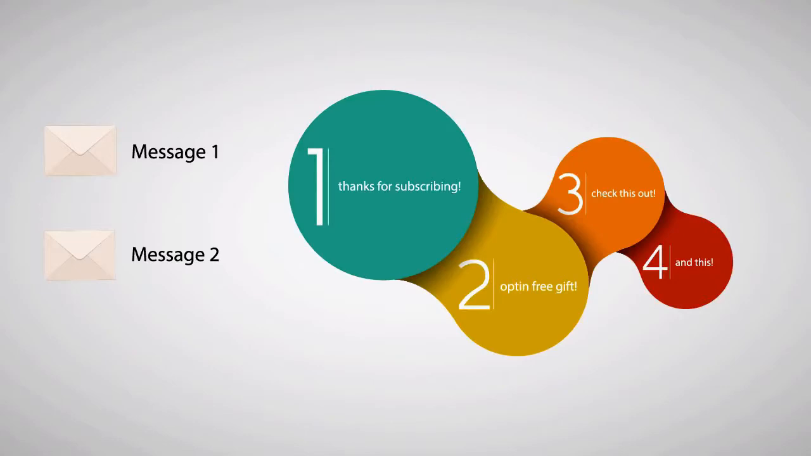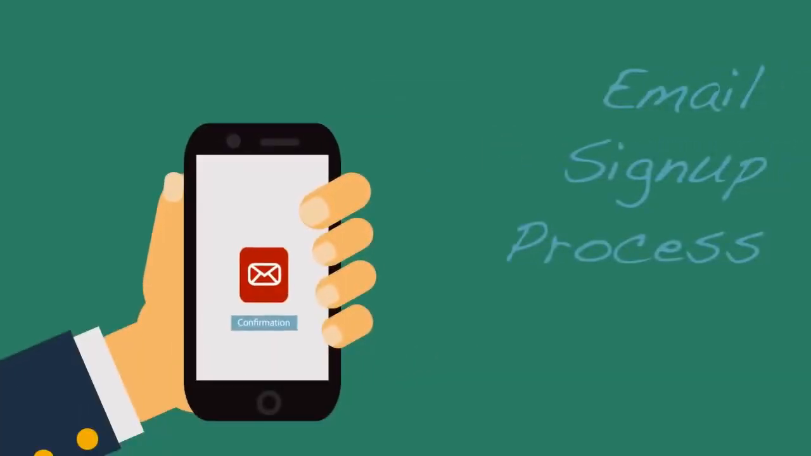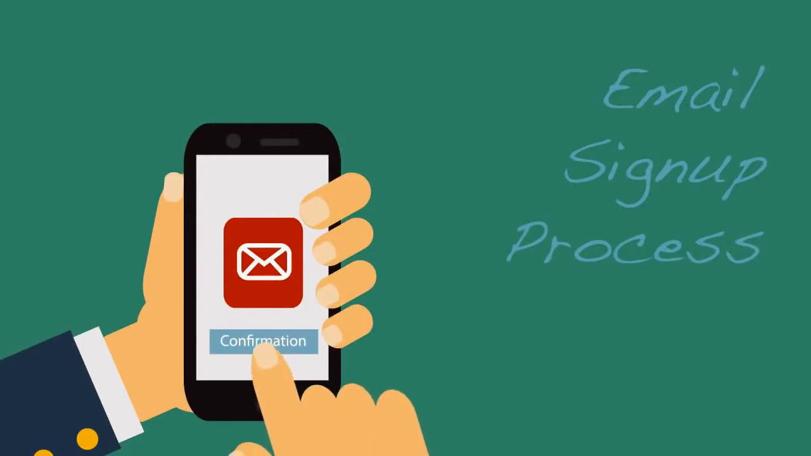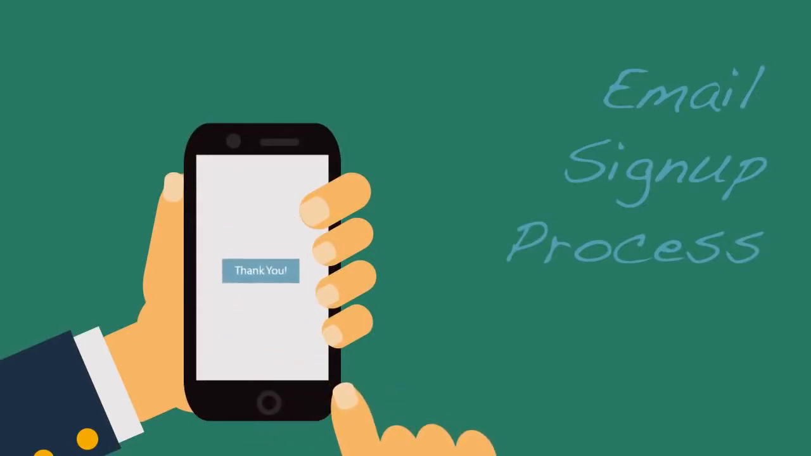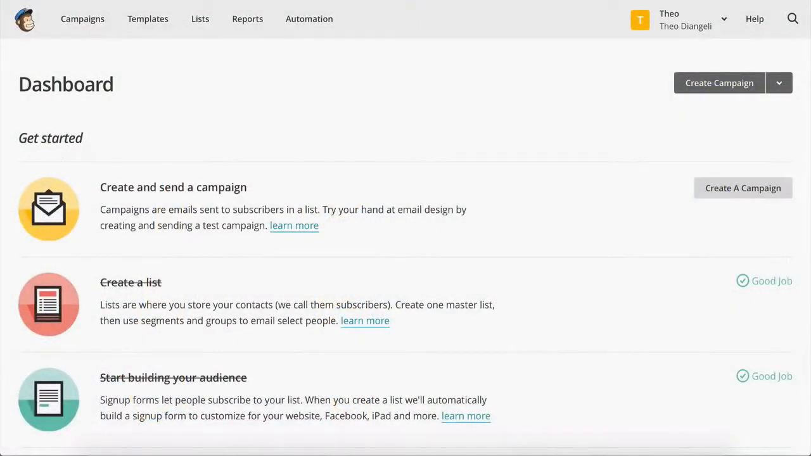Here's how a standard email sign-up process works. Bob enters email to opt-in box. He then receives email asking to confirm his subscription. This is called a double opt-in. After he confirms his subscription, he's taken to a thank you page. Now let's walk through the process of setting these forms up. I'm going to set up an opt-in confirmation email, but the process is the same for other forms.